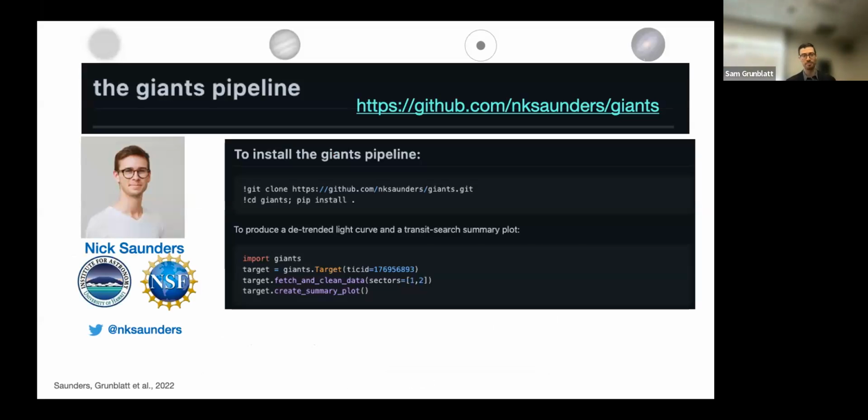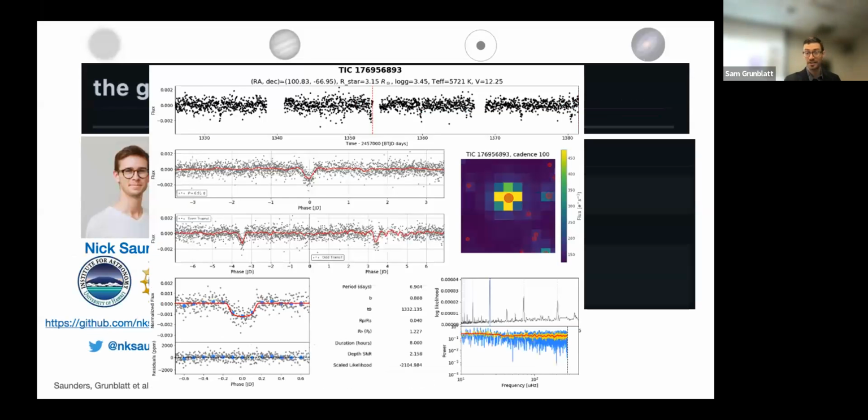The reason that we've been able to find all of these planets is largely due to the GIANTS pipeline. This is a pipeline that was developed by Nick Saunders, who's a PhD student at the University of Hawaii, and who also worked at NASA for a little while. So he knows a lot about designing light curves and things like that. Thanks to the work that we did together, we were able to target hundreds of thousands of red giant stars and then produce these sorts of summary plots for all of them, where we could actually see, okay, is there a transit in these light curves?